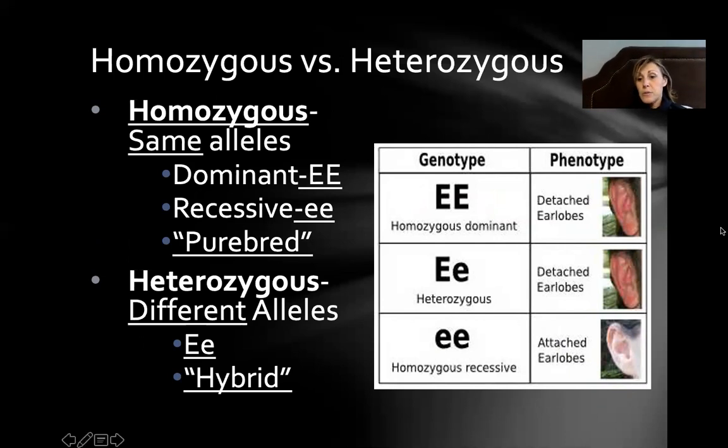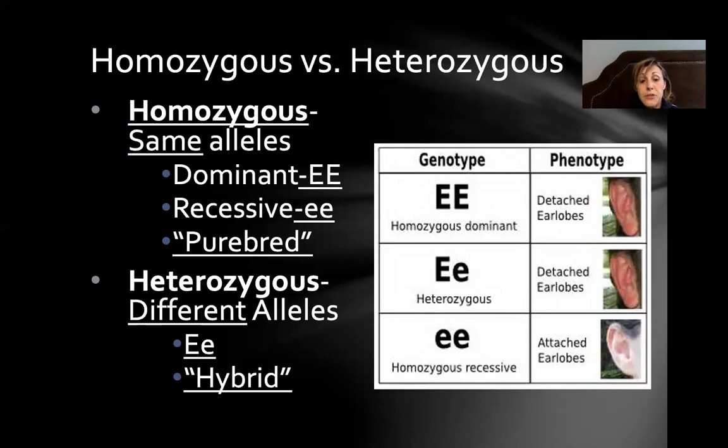Say you were talking about detached earlobes, where you have that little boingy thing on the end. That would be homozygous dominant if you had big E, big E. Or you could have a recessive homozygous, little e, little e, which stands for your attached earlobe, so you don't have that little extra flap. So homozygous dominant, big E, homozygous recessive, little e, the same letters. Homo means same in Latin.